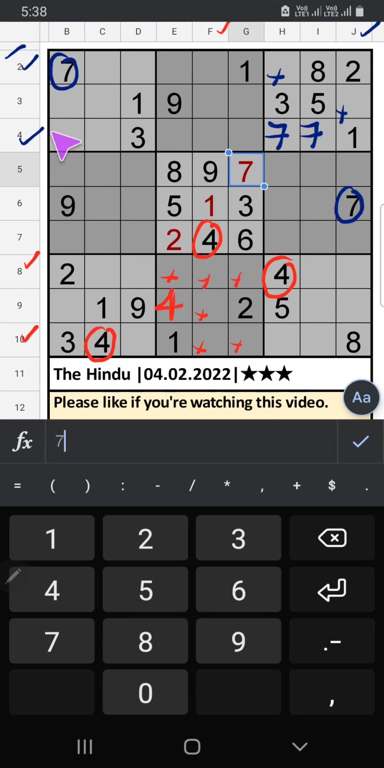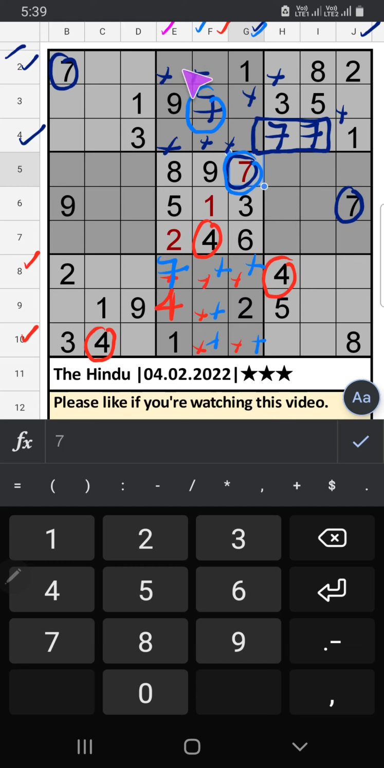Second row and fourth row we have 7. So 7 can't come in these cells. Column G also we have 7. So 7 can't come in this cell. Then 7 is confirmed here. Column F and column G we have 7. So 7 can't come in these cells. Then 7 is confirmed here.